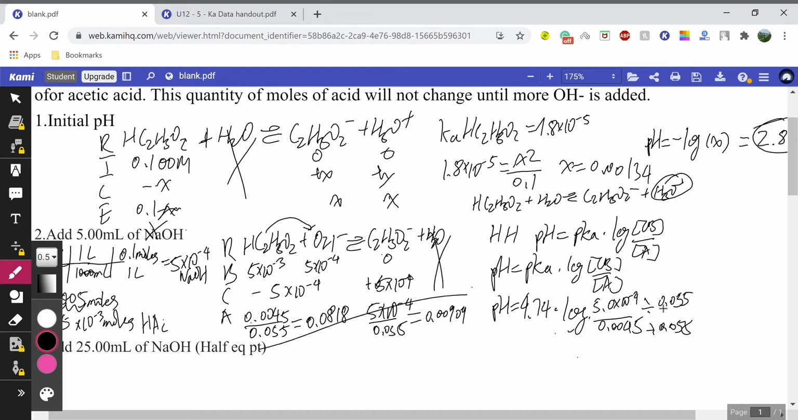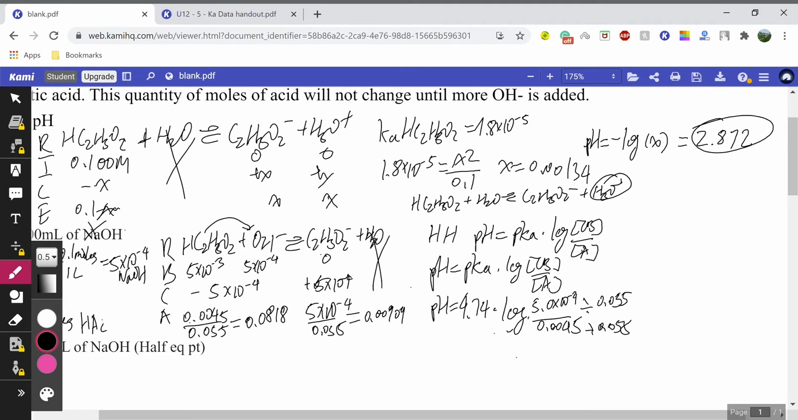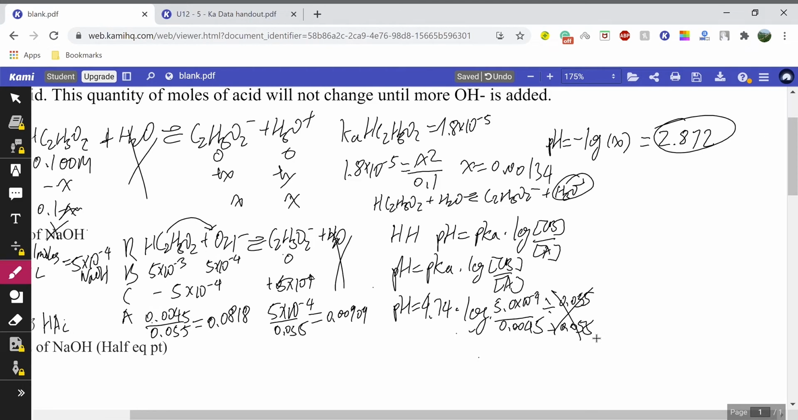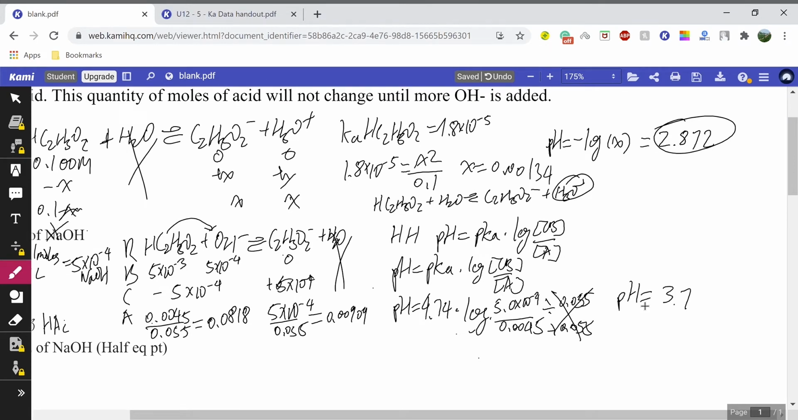So if you don't want to convert into molars, as long as they're in the same solution, you don't have to convert to molars. So let's keep using the moles. Let's cross both of these out. So 4.74 plus the log of 5.0 e to the negative 4th on top and 0.0045 on the bottom will give you a pH of 3.786. Now, if you were to divide these by 0.055, plug in your calculator and you're going to arrive at the same answer. It might be a little bit off depending on how much you round. In fact, if you don't include this, your answer is only going to be more accurate.